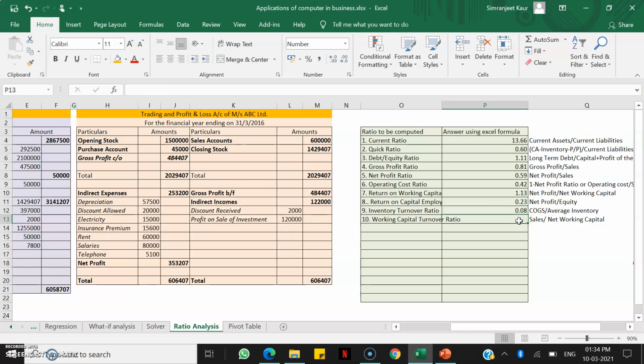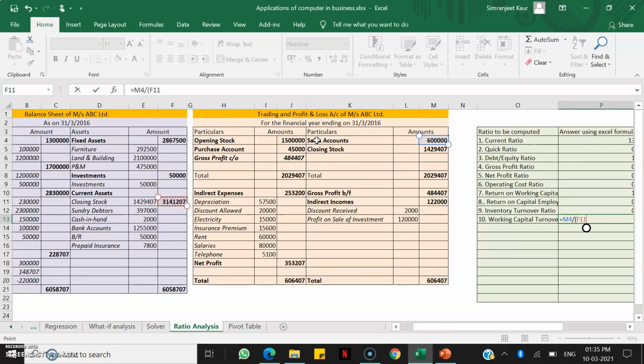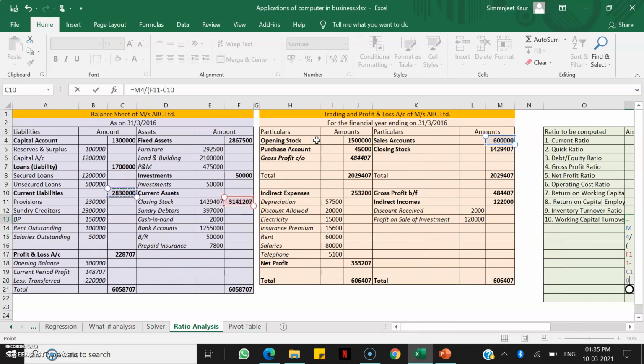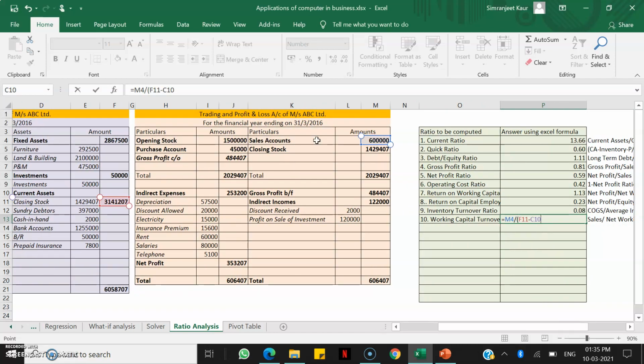Coming to the next formula, working capital turnover ratio, right. So this is sales divided by net working capital. So we are checking whether my working capital is being used efficiently or not, as far as my sales are concerned, we are comparing it with the sales, right. So first I will take my sales, then divided by net working capital, which is again my current assets minus my current liabilities, bracket closed, press enter, right.